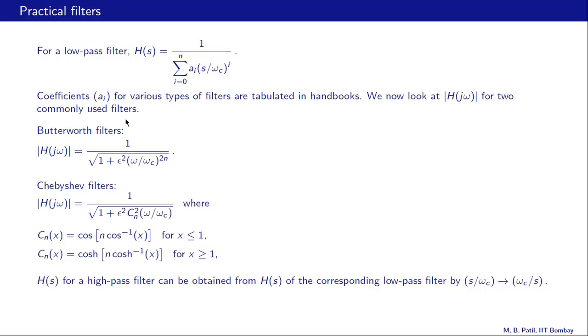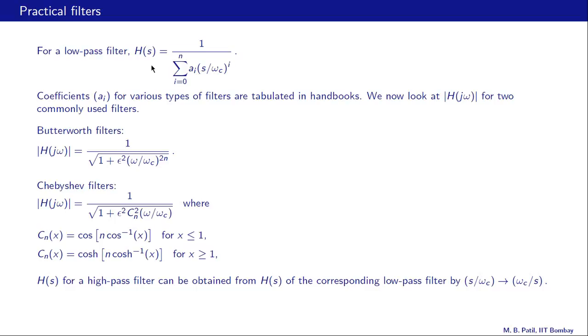Let us now look at mod of H for two commonly used filters, namely Butterworth filters and Chebyshev filters. For Butterworth filter of order n, this is mod of H as a function of omega, and for Chebyshev filter of order n, this is mod of H as a function of omega. Here this C_n is actually a function given here.